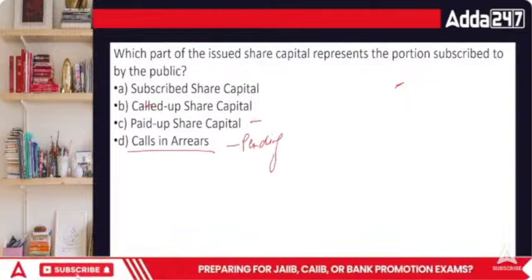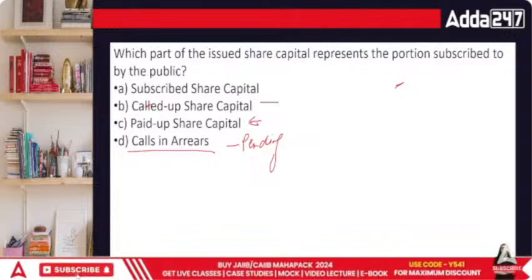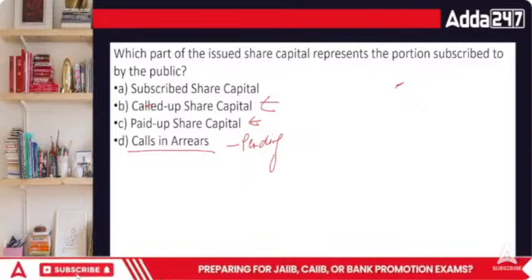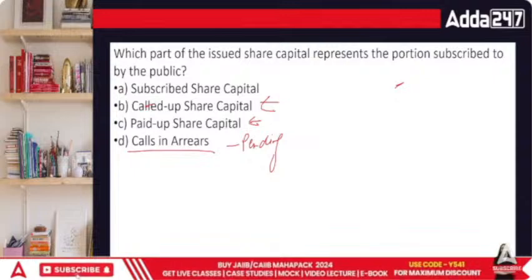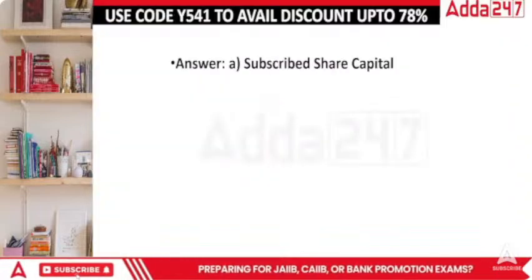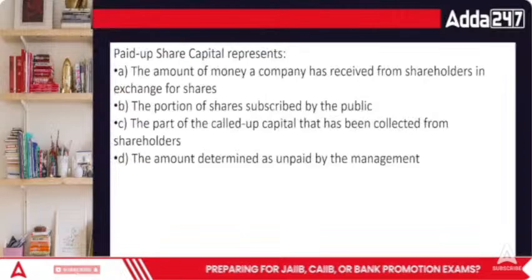Paid up means the amount which they have actually paid. Called up means the amount which the company has asked people to pay. While subscribed is basically the one which they have taken. I think this question itself is very self-explanatory. The portion subscribed to by the public is subscribed share capital. Right? That is subscribed share capital.